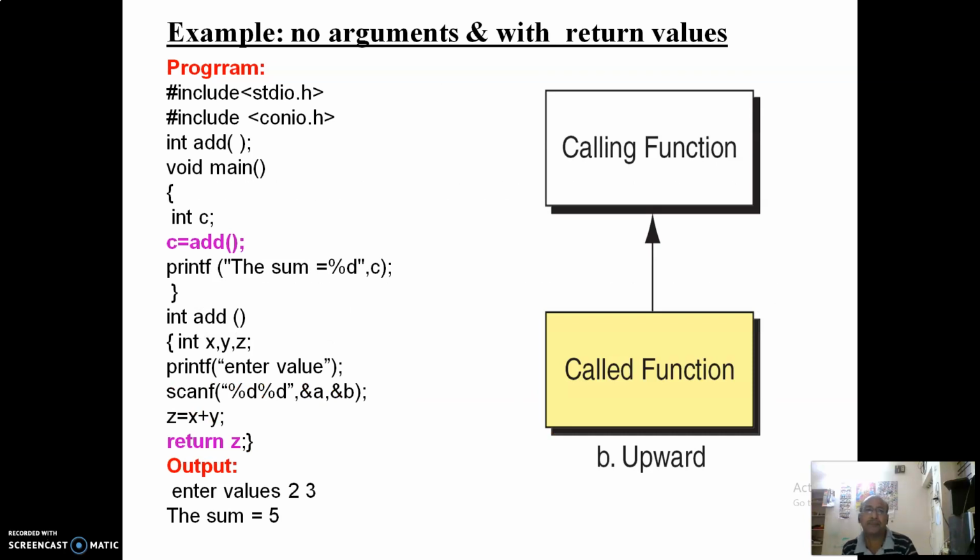See this one program. Void main, c equals add. This is the function definition: int add, int x, y, z, printf enter value, scanf %d z. That means here the add function has no arguments, and it is returning z with return z. The z value goes to this c. Print c. The output is: enter values 2, 3. The sum equals 5.